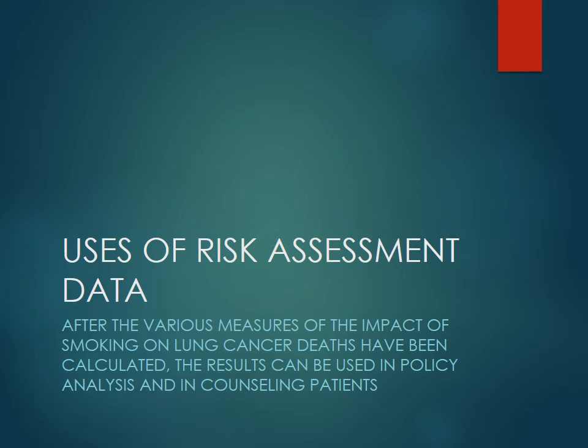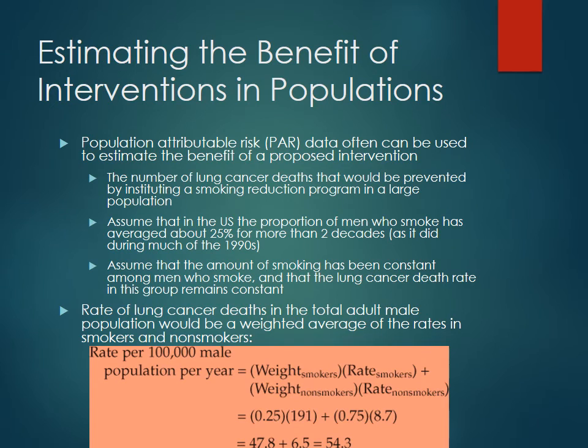Okay, so how do we use some of this risk assessment data? How do we actually put it to use once we have it? What can we do with it? So let's say we want to estimate the benefit of an intervention on populations. The population attributable risk data is often going to be used to estimate the benefit for a proposed intervention. So we can see that, okay, if we have this kind of effect, what kind of benefits can we expect to see from this?